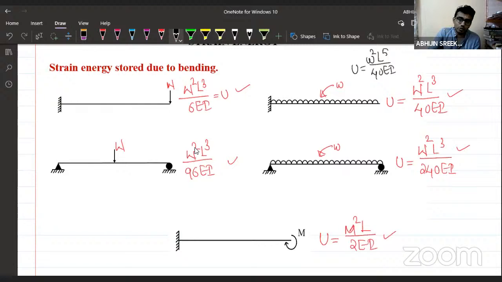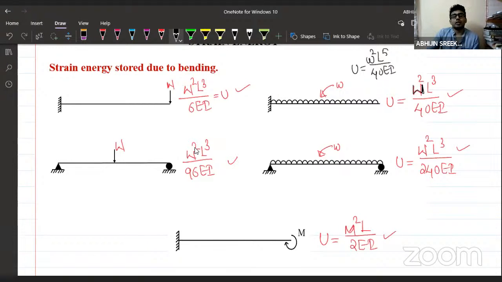That's how it is coming out to be L cube. If I'm taking total load here, that is total W, it will come out to be W square L cube divided by 40A. If I'm taking intensity, it will be W square L raised to 5 divided by 40A. Is it clear, Kasturi? I think it's clear, right?